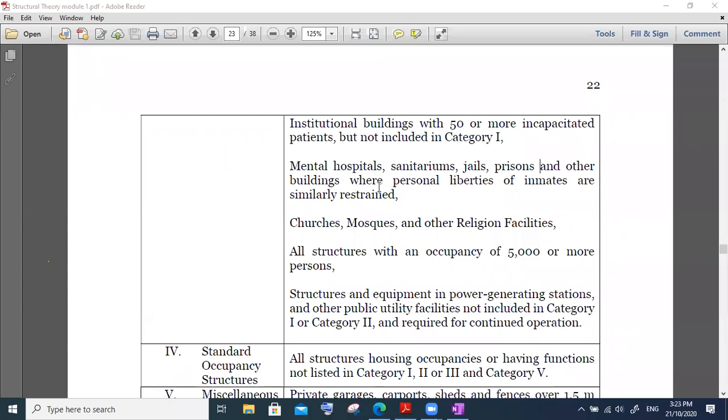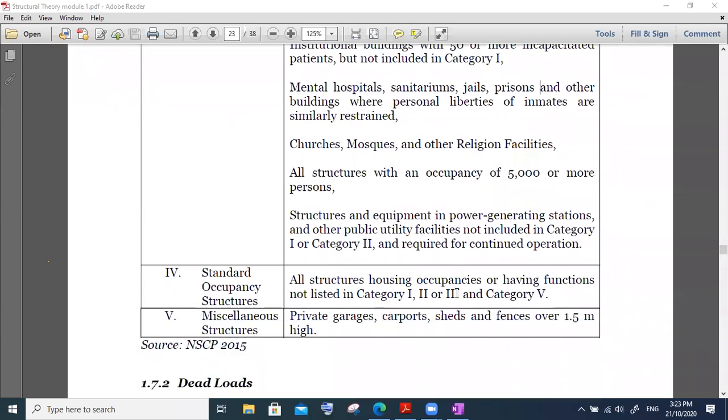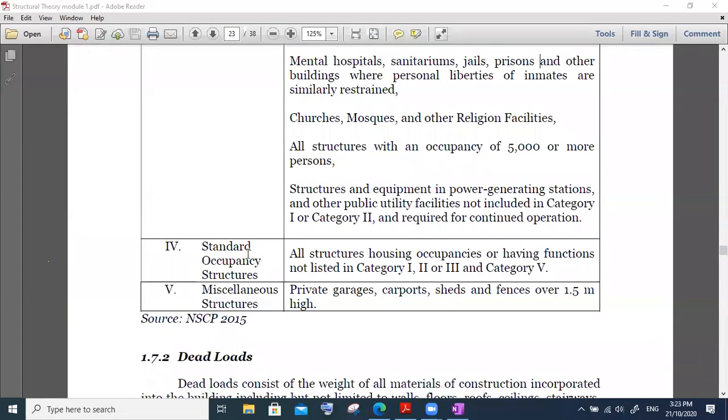Mental hospitals, the sanitariums, the jails, prisons, and other buildings where personal liberties of inmates are similarly restrained are under the category 3. Yung mga churches, mga mosques, and other religious facilities, all structures with occupancy of 5,000 or more, structures and equipment in power generating stations and other public utility facilities that are not included in category 1 and 2 would be considered as category 3. Ito yung pinakamadaling tandaan.